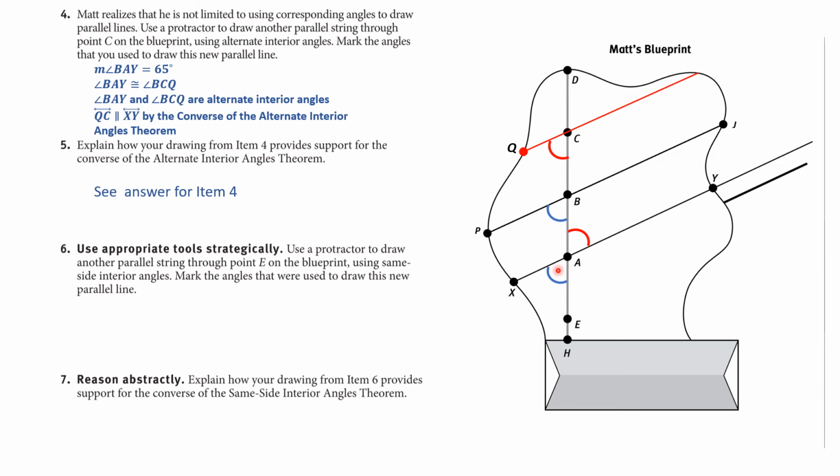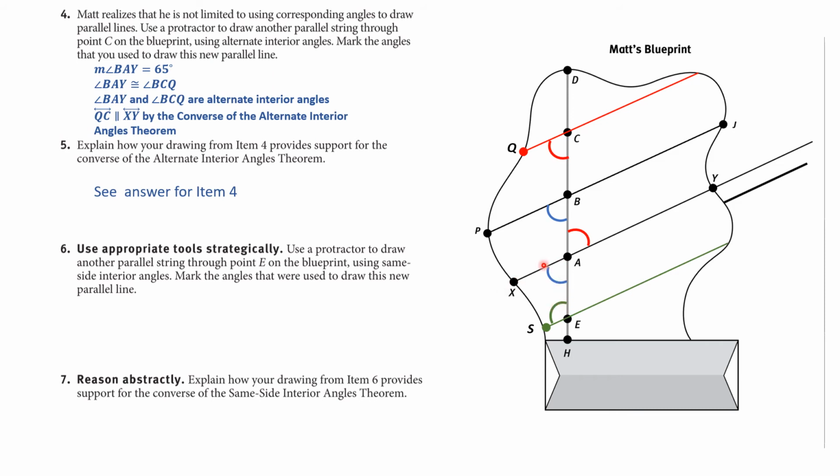All right, number 6, we're going to be doing a line through point E this time, and we'll be using same side interior angles. So be careful with this because we've been doing congruent, and we know that same side interior angles aren't congruent, but they're supplementary. So what I went ahead and did, I drew my new line. I drew a line such that these two angles are supplementary.